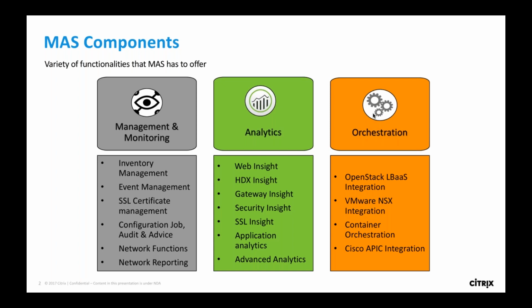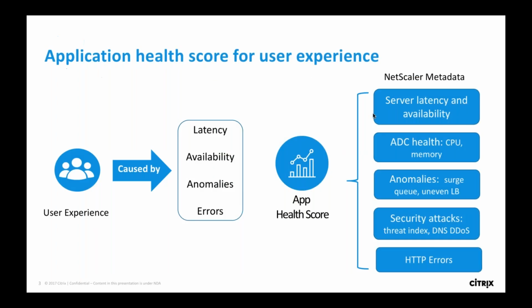And then another major piece of MAS is orchestration. Many customers choose to go with NSX for their SDN implementation inside the data center, or OpenStack, or Cisco ACI. MAS is the traffic cop and the container and the brains behind those integrations. So that's another major piece that MAS offers.